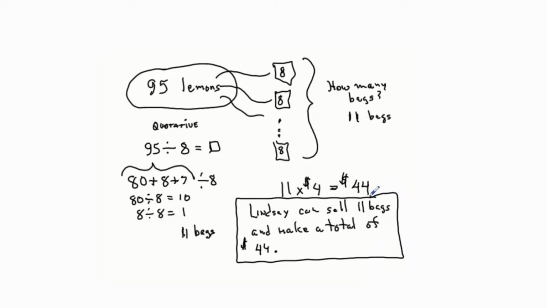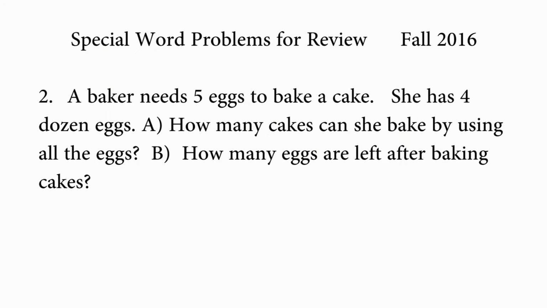So there's our first problem. Let's go back and look, now I'm going to start a new page. Go back and look and see what the second problem is. Second problem is a baker needs 5 eggs to bake a cake. I don't know whether that's a lot of eggs or a few number of eggs. I'm not much of a cake baker, but a baker needs 5 eggs to bake a cake.